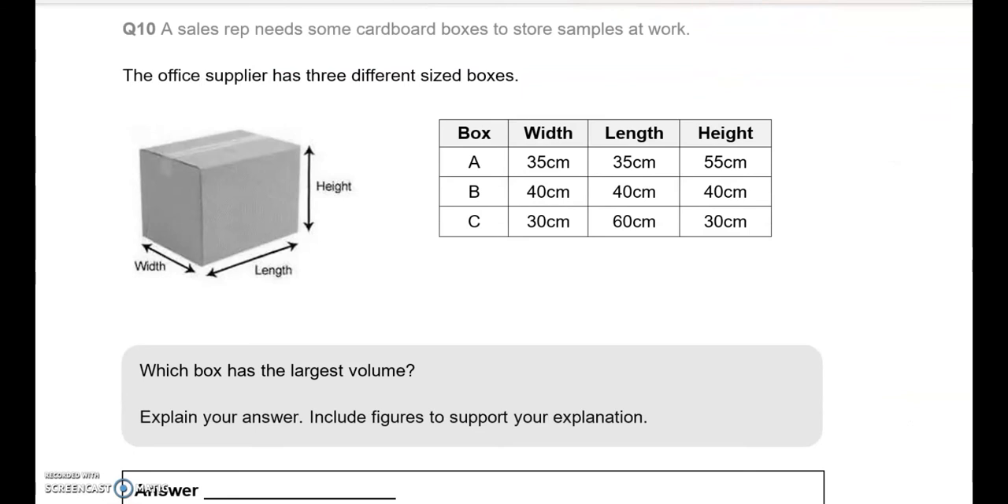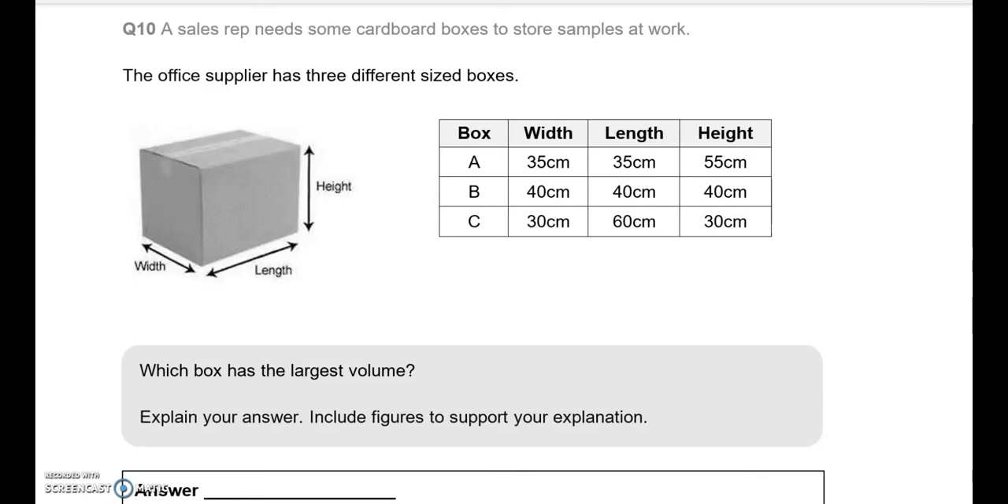A sales rep needs some cardboard boxes to store samples at work. The office supplier has 3 different sized boxes. We've got A, B, and C. Which box has the largest volume? Explain your answer. Include figures to support your explanation.